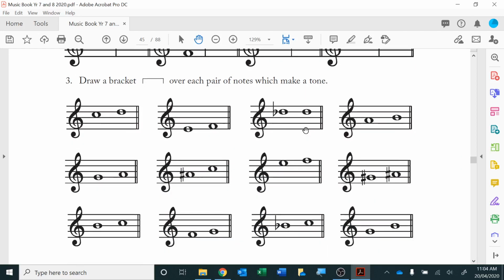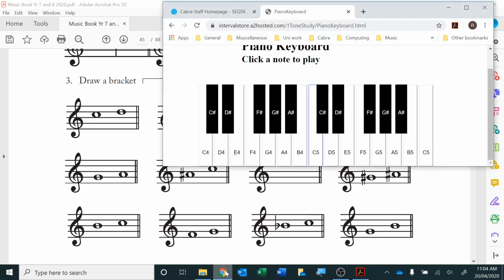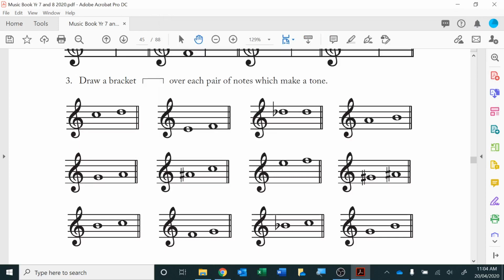Question number 3. Draw a bracket over each pair of notes which makes a tone. So from C to D, if we go back to our keyboard, C here, D there, there's a note between it, so it's a tone. So we put a bracket over this one.